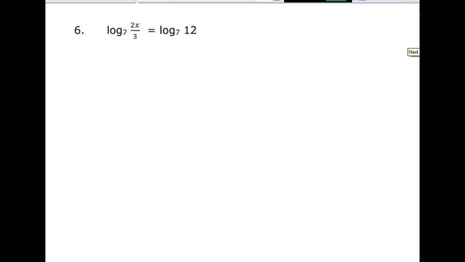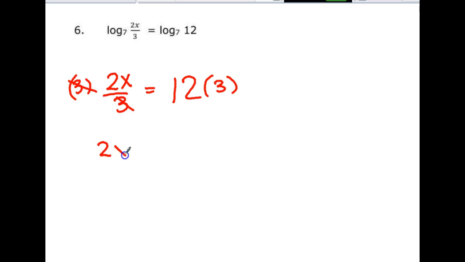Now, on this one, do we have any numbers out in front of the logs? No. Do we have the same base on the logs? Same base, so basically the log base 7, I don't have to worry about that. I just have to solve this. This has a denominator of 3. How do we get rid of denominators? We're going to multiply both sides of the equation by 3 to cancel out the denominators. Then divide by 2.